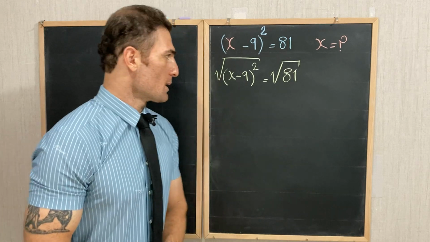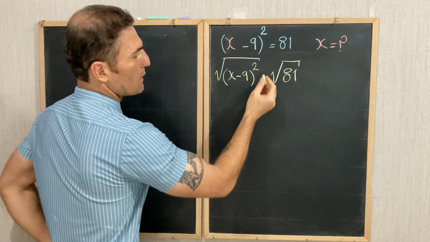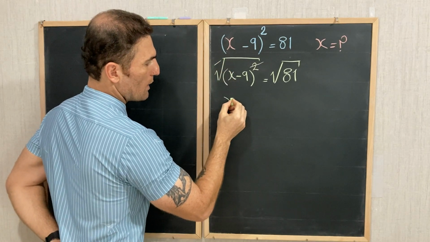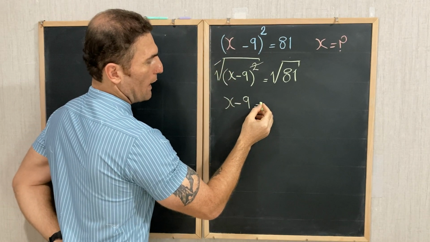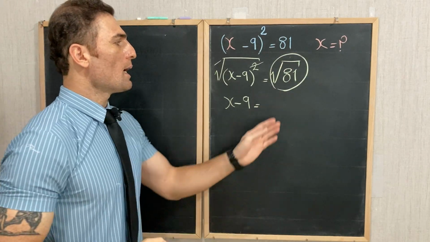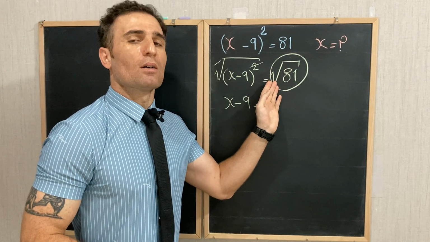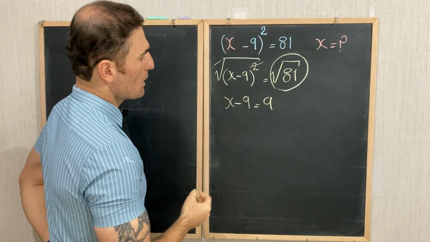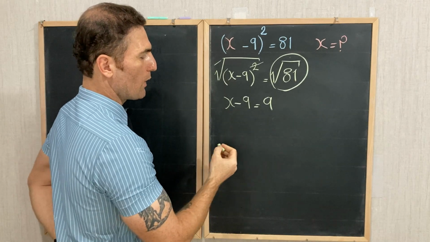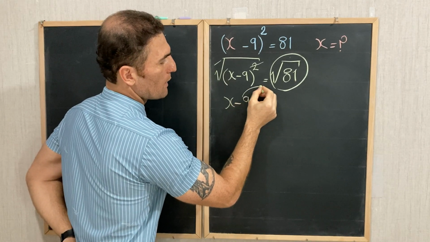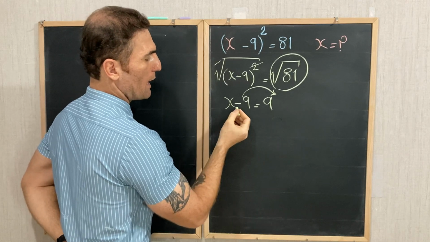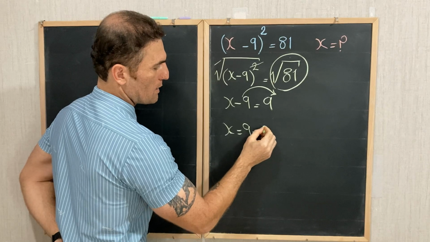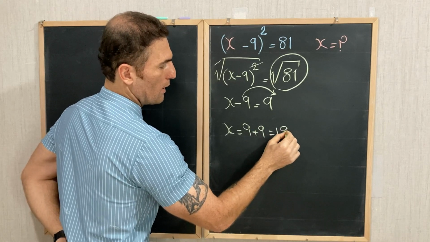But what is the next step? As the next step, we can cancel off this exponent and this root. So it's going to be x minus 9, and as you know, the square root of 81 is, right, 9. Now, how can we find the value of x? To find the value of x, it is enough to transpose negative 9 to the other side and change the sign. So x is 9 plus 9, or 18.